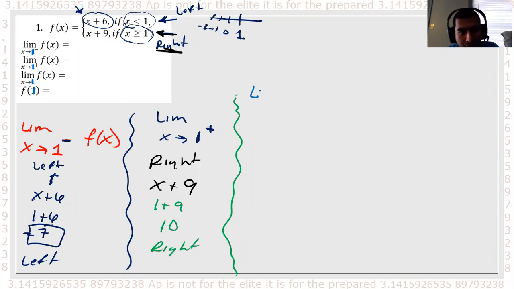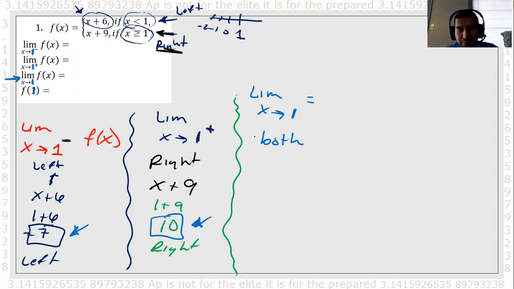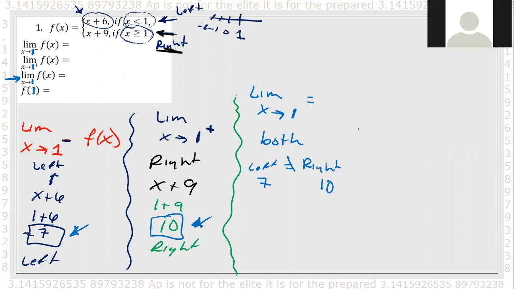No. The next part, this part right here, says the limit as x approaches 1 is what? Well, this one doesn't have any exponent, so that means from both sides, right? So on the left, we had that it was this, and on the right, we said that it had this. So what can we say about the limit when the left is not equal to the right? It's not equal to the right, because one of them was 7 and one of them was 10. It doesn't exist.